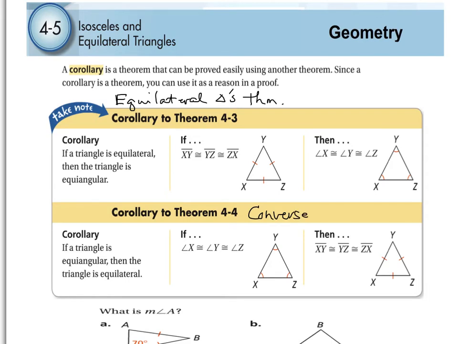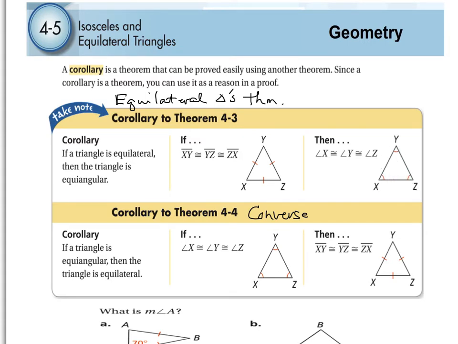Okay, that would be the converse of it. So what the equilateral triangle theorem says is that if a triangle is equilateral, then the triangle is equiangular. Equilateral means that all the sides are congruent to each other, all three sides. So if all three sides are equal to each other, then all three angles have to be equal to each other.